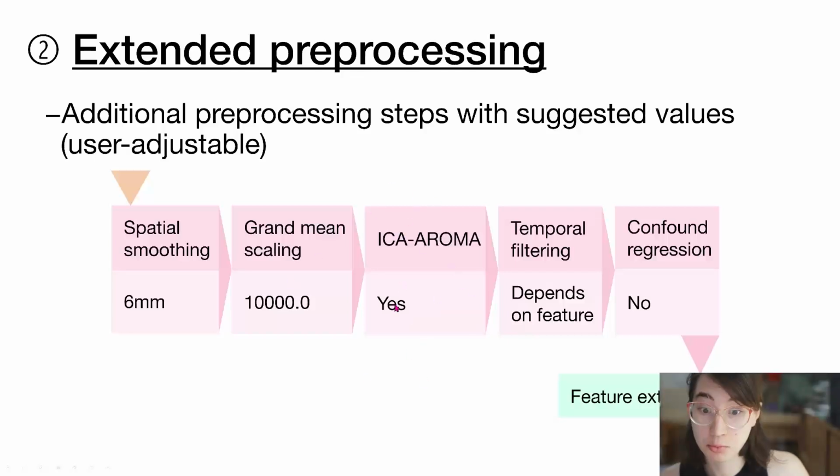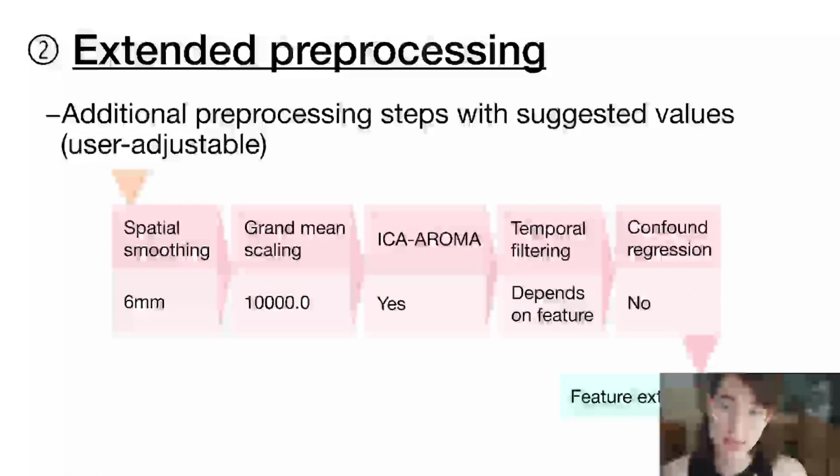ICA denoising, we recommend to do it, but sometimes it can be good to turn off, which HALFpipe allows you. So these are just suggested values, you can always configure them. And temporal filtering, we actually have different defaults depending on which type of statistical map you are calculating. And finally, confound regression is disabled by default, but it's fully supported.